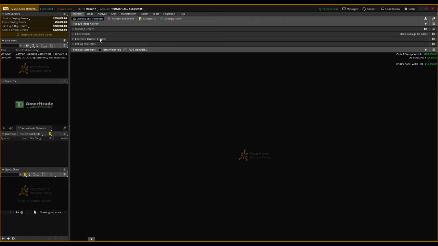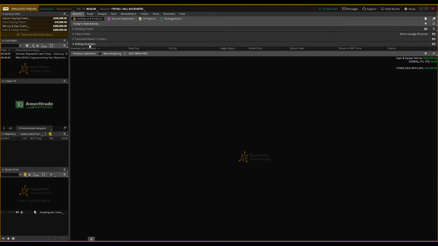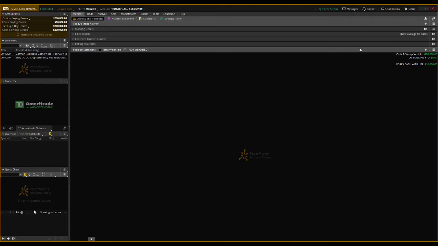But pretty much this is the monitor tab. Remember, guys, these are all simulated values. We will be changing that. This is the monitor tab. This is pretty much where you see your working orders, your failed orders, canceled, rolling strategies, and this is also where you will see your open orders, how much they're making you, how much they're losing you, etc.